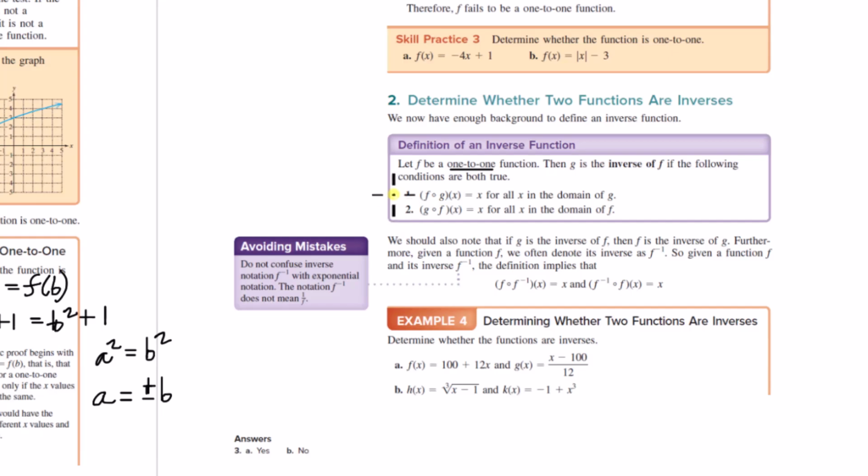Again, I would guess that if f wasn't a one-to-one function, then doing f of g of x and getting x and doing g of f of x and getting x wouldn't happen. That couldn't happen. But they don't state that officially.